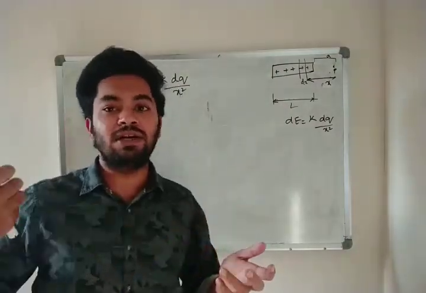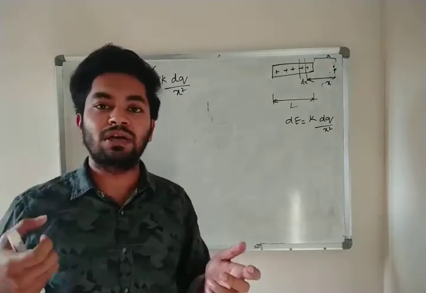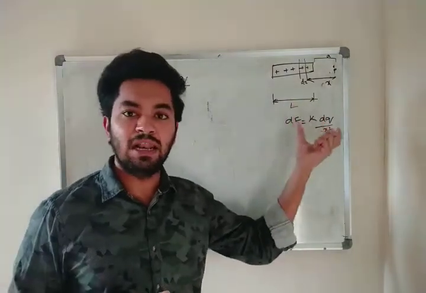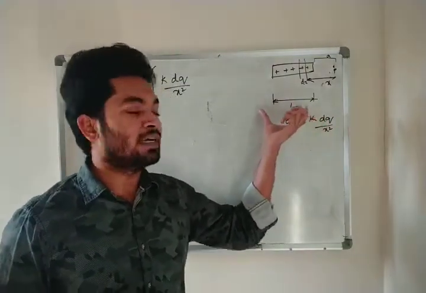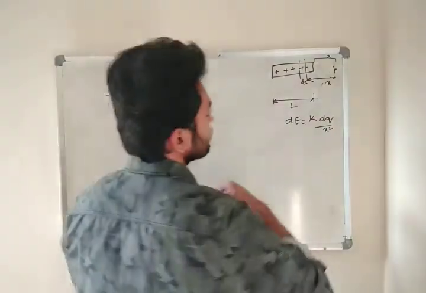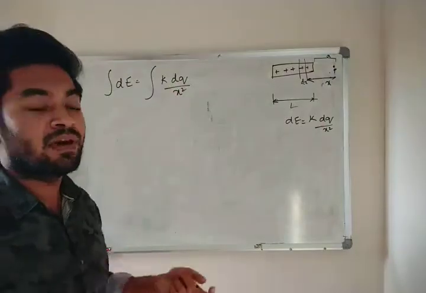Indefinite means infinitely long, no length is given, so we are not going to consider any limits. But here we have considered L, so we are going to take it as a definite integration. Now how to do this definite integration? Now I want the electric field from where to where.